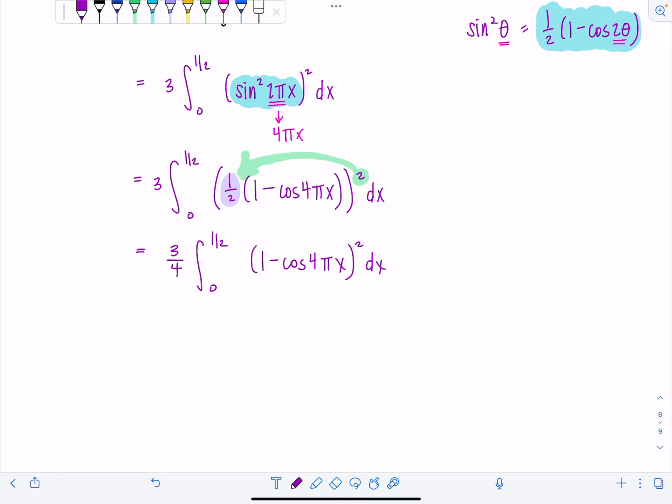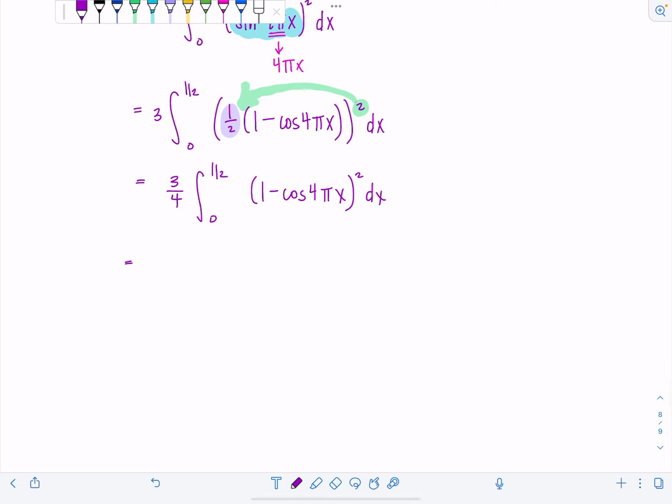Let's expand, multiply everything out. So this is 3/4 times the definite integral from 0 to 1/2. Straighten up, 1/2. Okay, multiplying everything out, this is going to be 1 minus 2 cosine 4 pi x plus cosine squared 4 pi x dx.